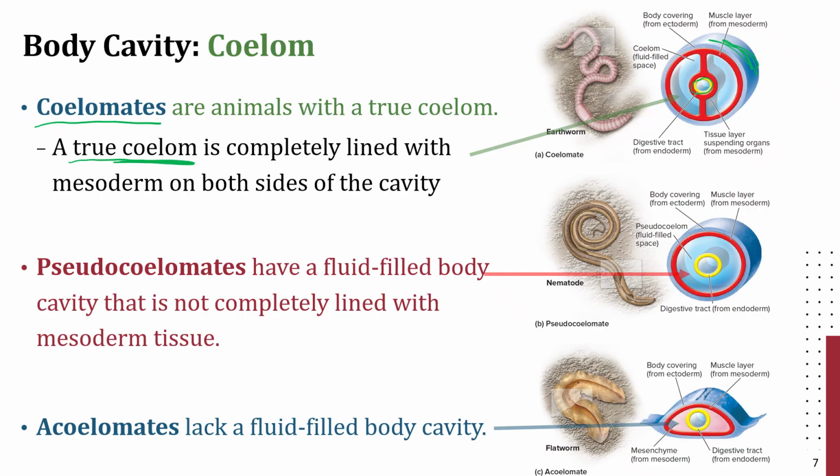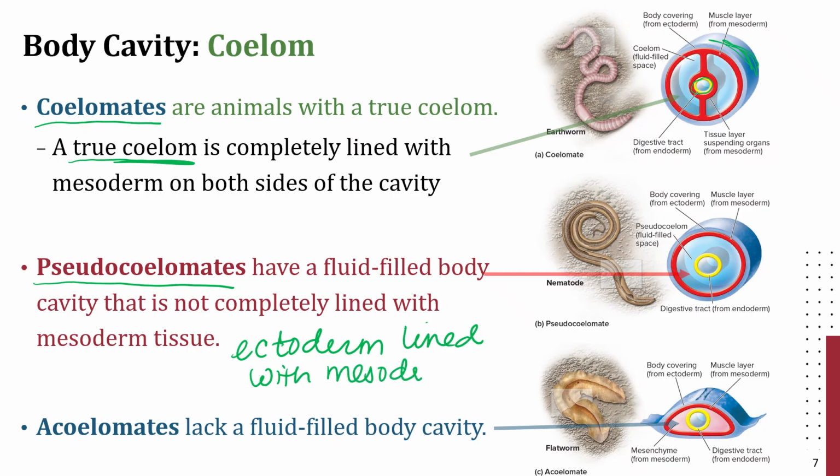There are two other options that are not lined on both sides. A pseudocoelomate has lining only on the ectoderm side. So we only see that mesoderm lining the ectoderm. It does not line the digestive tract or the endoderm.